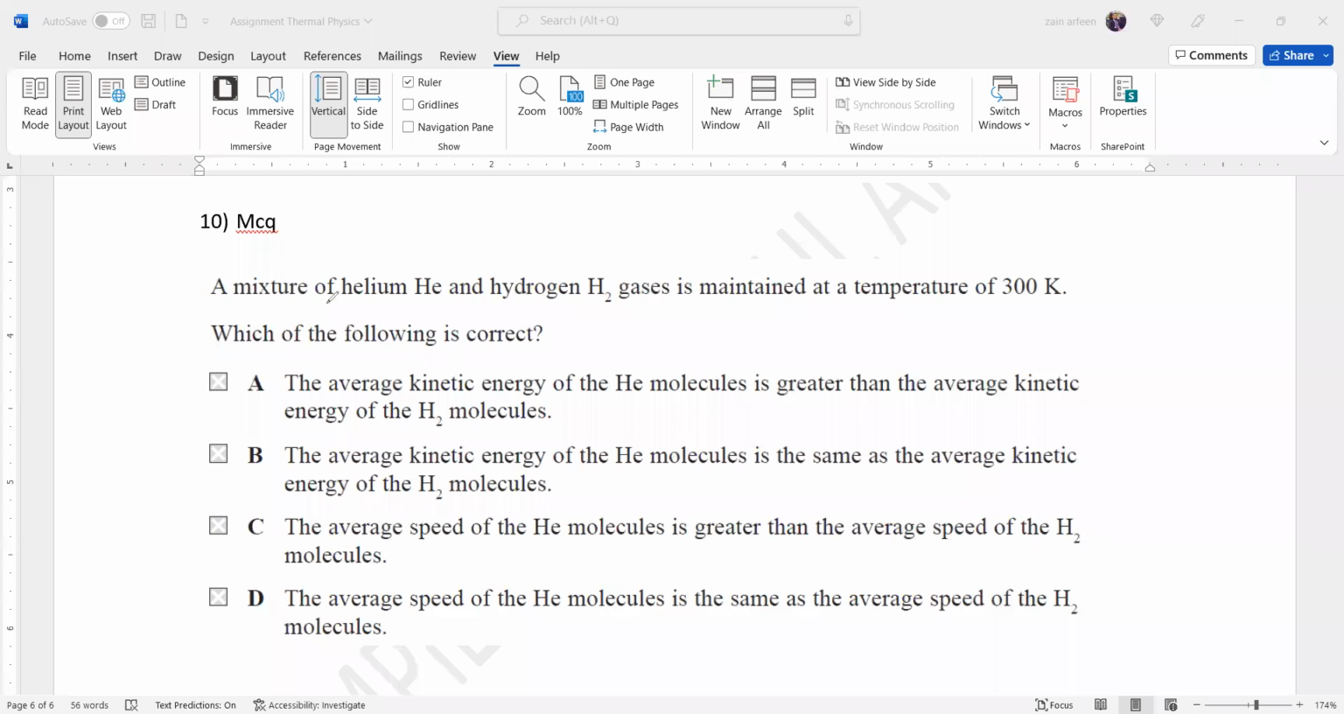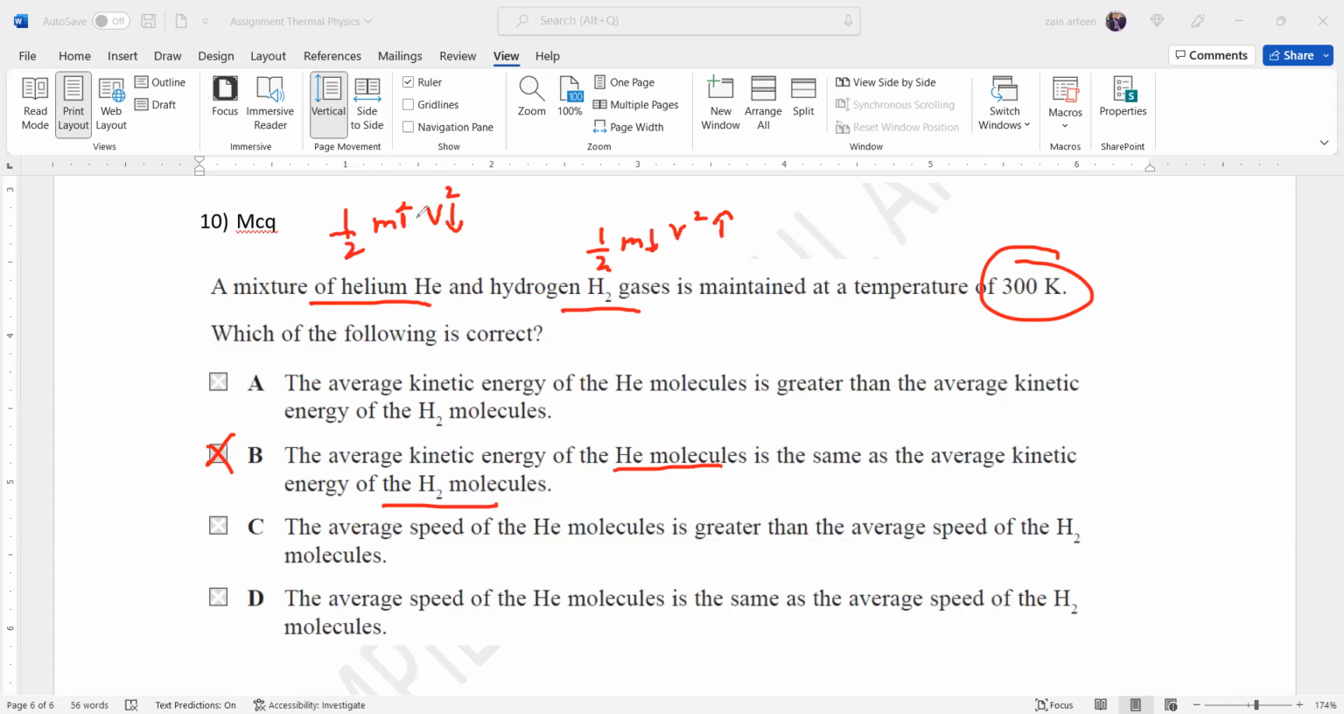In this case, a mixture of helium and hydrogen are both at 300. So if the temperature is the same, the kinetic energy will also be the same. So the average kinetic energy of a helium molecule is the same as a hydrogen molecule. Their speeds will be different because hydrogen is lighter, so its molecules will move faster. Helium is heavy, so its molecules will move slower. But the kinetic energy will be the same.